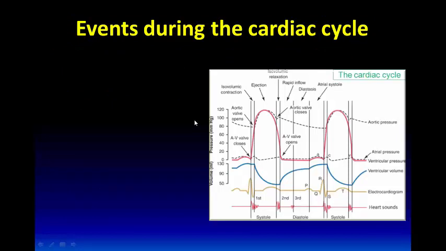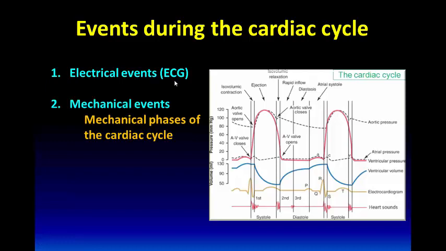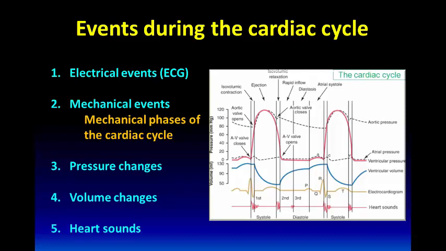What are the events which we have during the cardiac cycle? We have electrical events which are represented by electrocardiographic changes. These electrical changes result in mechanical events or mechanical phases of the cardiac cycle, and the mechanical events result in pressure changes and volume changes, and we also have heart sounds during the cardiac cycle.